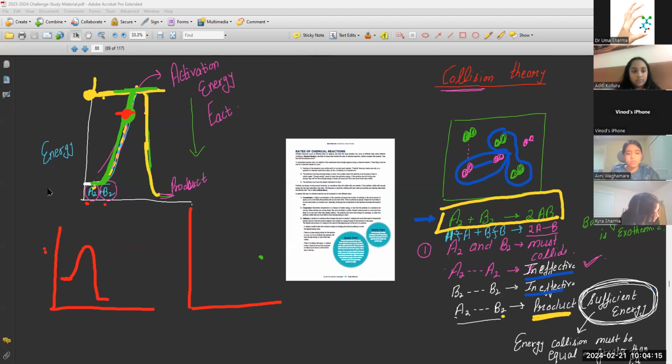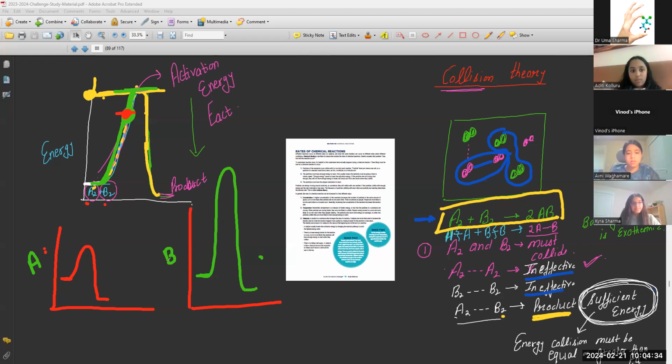Now I'm making this here. This is the reactant. Okay, reaction A, reaction B. Can you tell me in which reaction more activation energy is needed? In B.